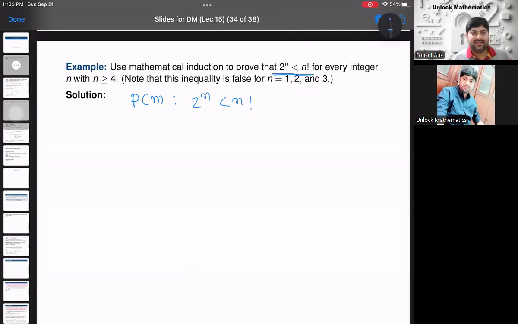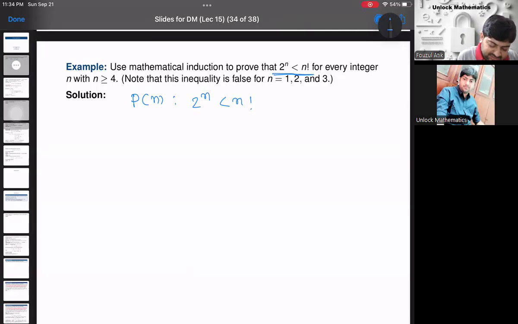Now you verify that for n equal to 1, 2 and 3 this inequality does not hold. Because if n equals 1, 2 is not less than 1 factorial. For 2 to the power 2, 4 is not less than 2 factorial, which is 2. Similarly, 2 to the power 3, which is 8, is not less than 3 factorial, which is 6.